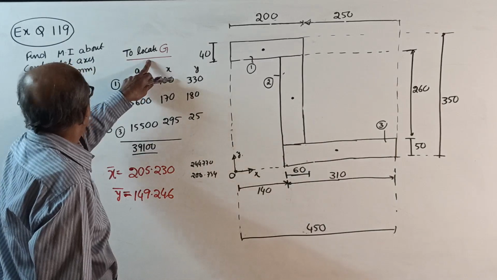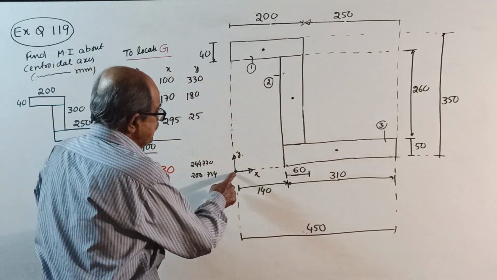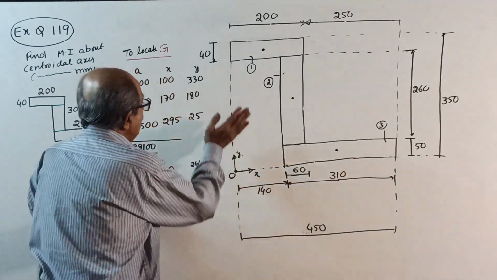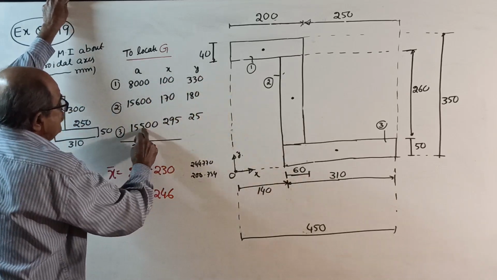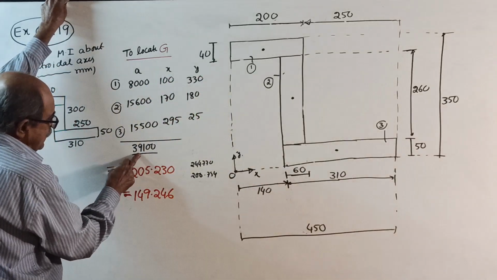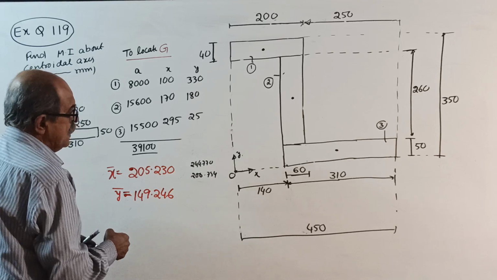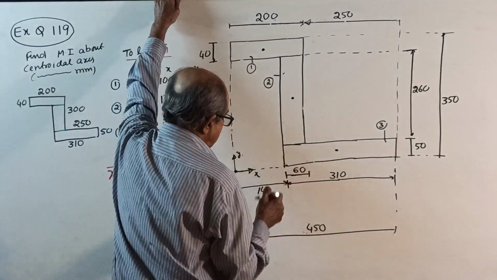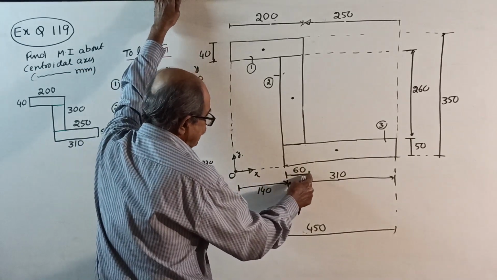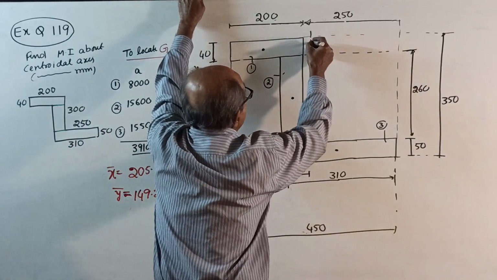Exercise, okay. They want I about the centroidal axis. To locate G, see, origin here. Find x bar and y bar. I wrote here A1, x1, y1, A2, x2, y2, A3, x3, y3. Total area, I got x bar, y bar. Okay, locate now. 205.230. See here, 140 plus 60, 140 plus 60 is 200. 205, so it will be somewhere here.